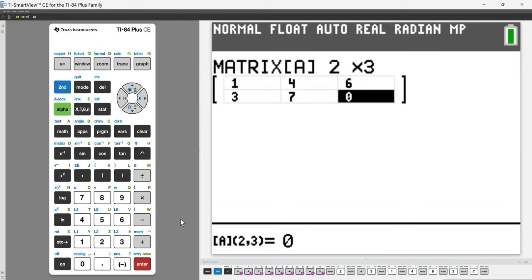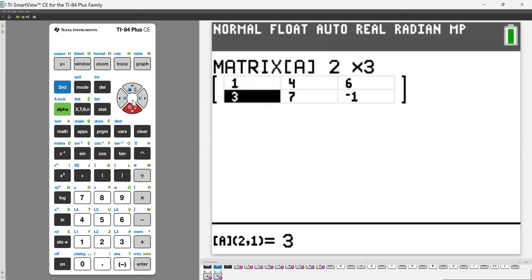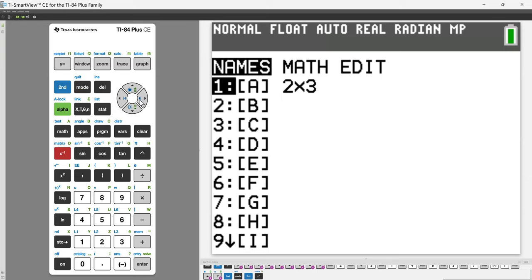Sometimes students get error messages because they try to use the subtraction button to create the negative sign, but the negative button is down here, right next to the enter button. Negative 1, enter, and we are done. And the one weird thing about this is that as far as I know, there is no way to just go back to the matrix menu from this screen. Instead, we see quit in blue up here. We press second, we press mode, but really we're pressing quit because of this blue button. We get out. And then we go back in to the matrix menu.